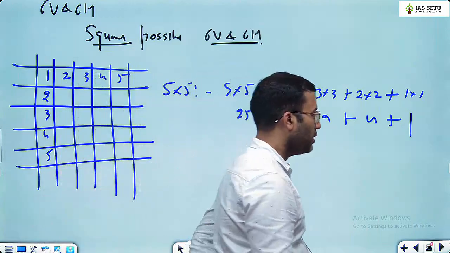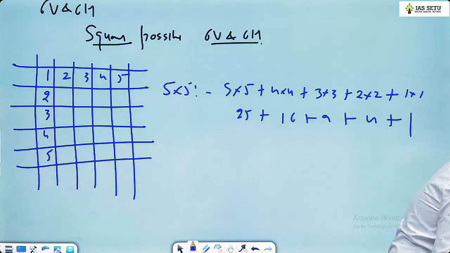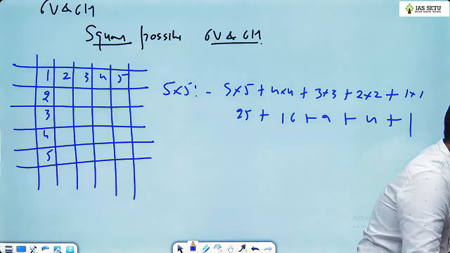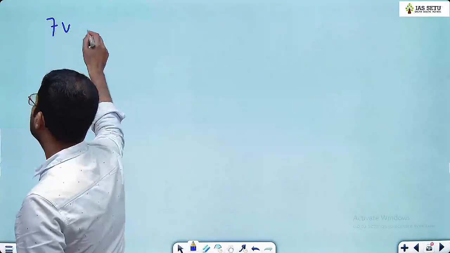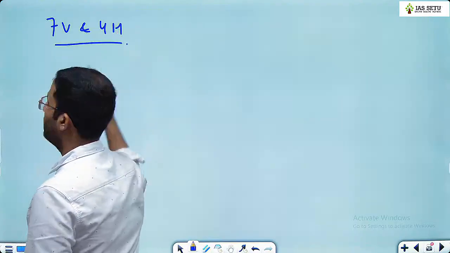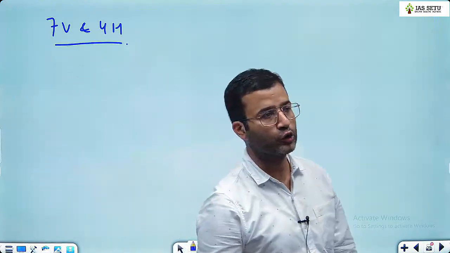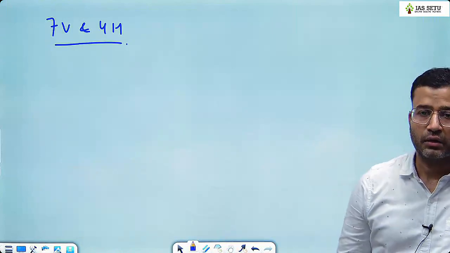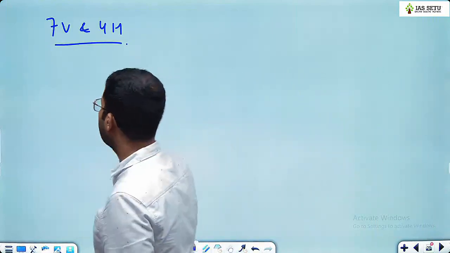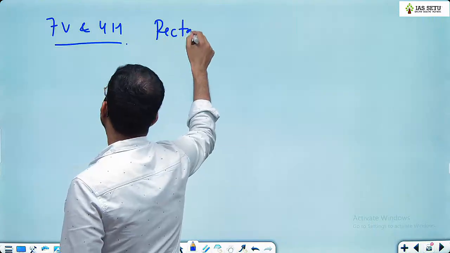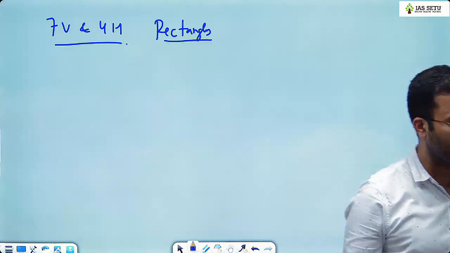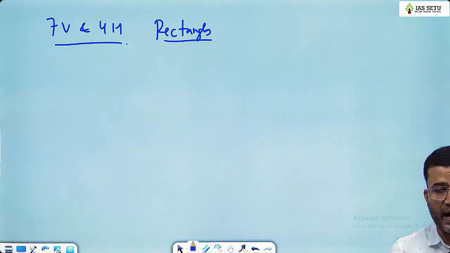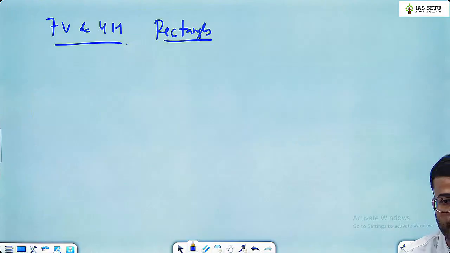Is this okay? Let us try one more question. In a plane, there are 7 vertical and 4 horizontal lines. Count the maximum number of rectangles possible with these lines. Be careful, what is given and what is being asked. 7 vertical and 4 horizontal lines and the number of rectangles is asked.